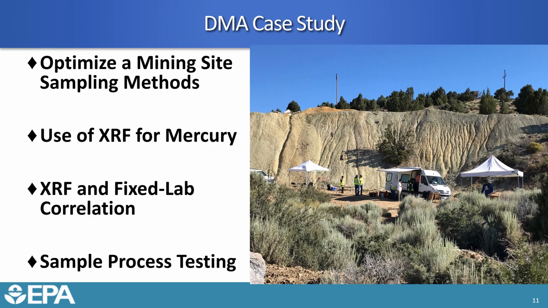So I'd like to present a case study for using demonstrations of method applicability. The question that was posed to my team by the site project team was that they wanted to find better methods to quickly assess a mining site with mercury contamination. At the time, the project team was using Lumex along with sending samples back to the lab. And the Lumex, unfortunately, was not getting to the concentrations that they needed.